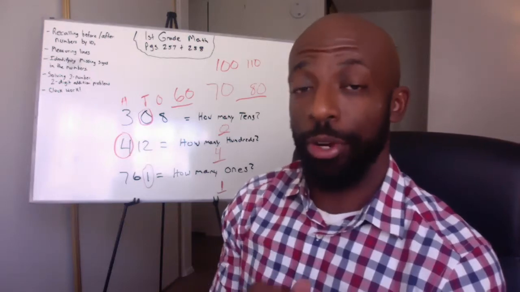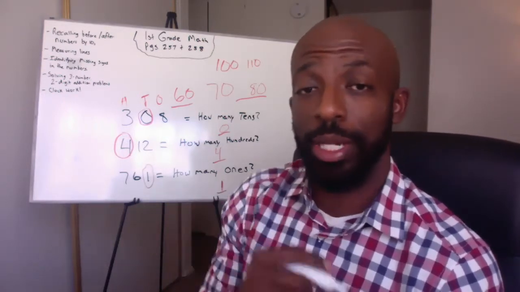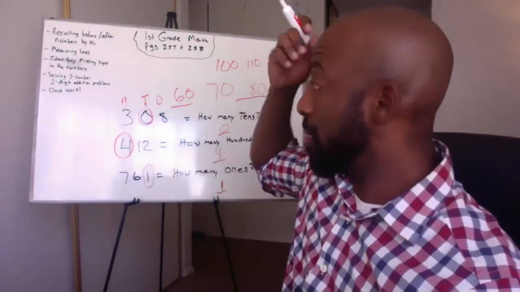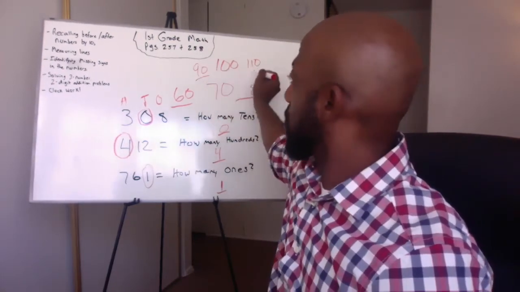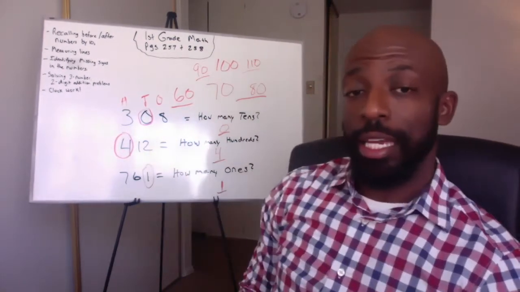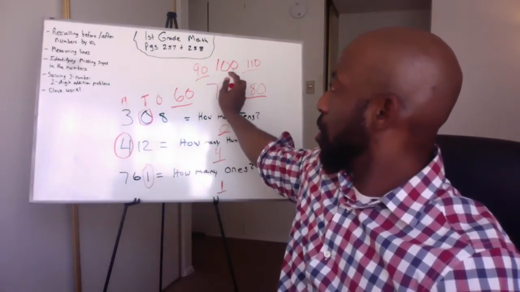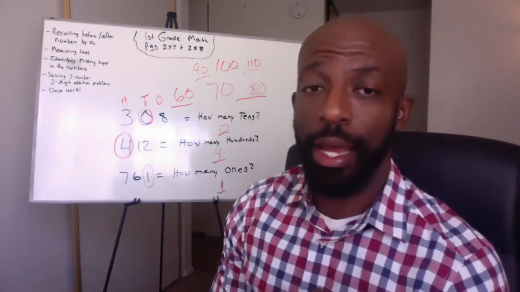10, 20, 30, 40, 50, 60, 70, 80, 90, 100. What number did I say before 100? 90. If you always think of it like this, those are your answers, by the way. If you just take away the zeros, you have 10 and 9, all right?